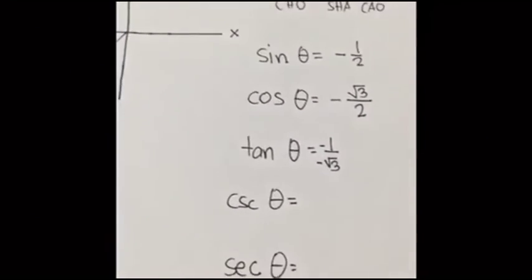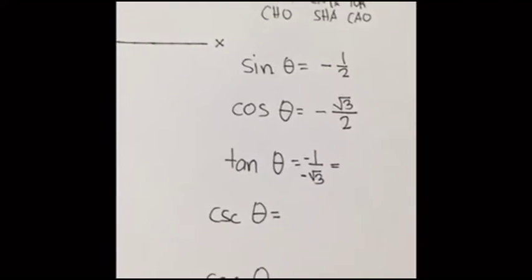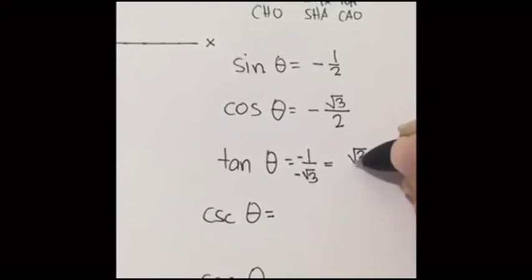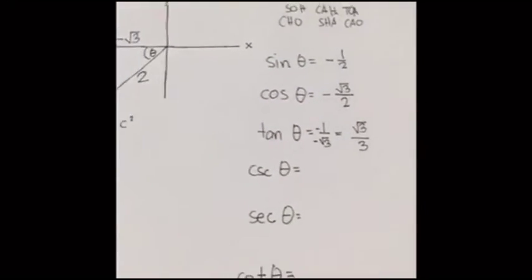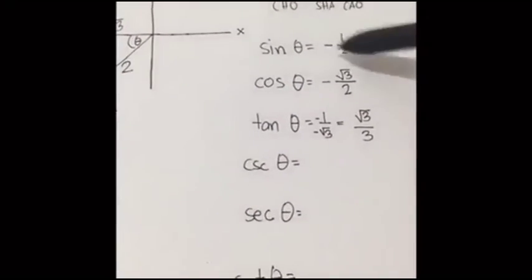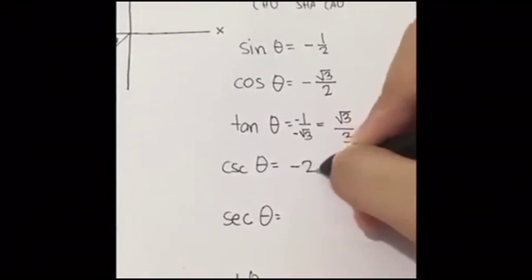And then what do we have to do? We still have to simplify this. So our tangent of theta would be square root of 3 over 3. Now we have to find the cosecant of theta. The cosecant will be the reciprocal of sine theta. So our cosecant here would be -2.